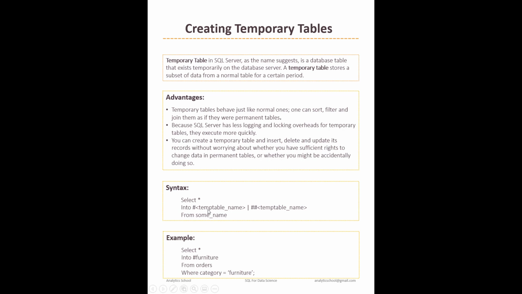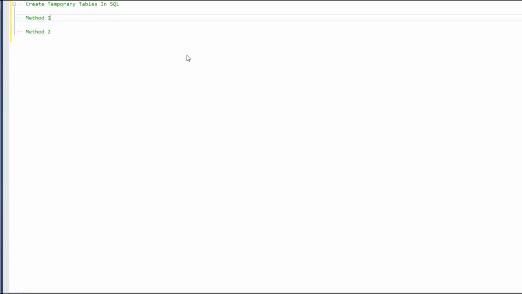If you are using one hash, then you are going to create a temporary table for a particular session. Whereas if you are using two hashes, then you are going to create a global temporary table and you can call it from any schema. That is the main difference between one hash and two hashes, and we are going to see that in examples. The simplest way of creating a temporary table is by using the INTO statement within a select query.